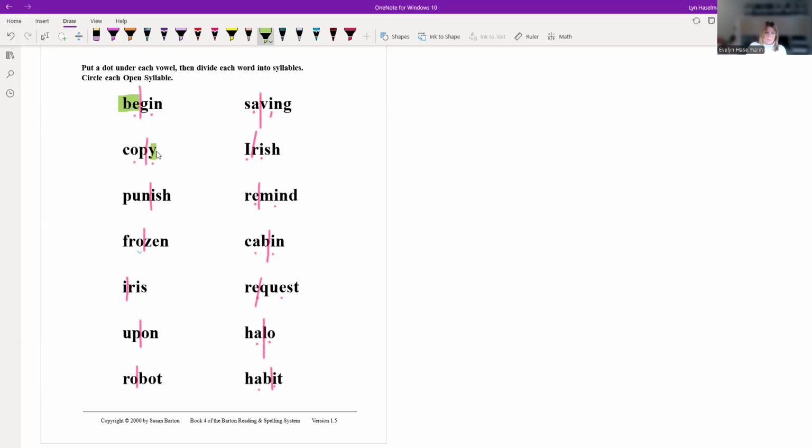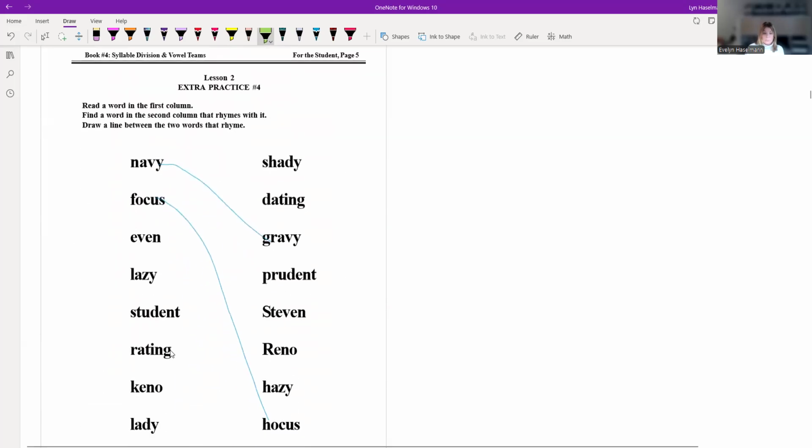Copy, the Y is the open syllable. These are both closed. Frozen, iris, these are both closed. Robot, saving, Irish, remind, both closed. Request, halo, habit, both closed. Okay, so the green ones indicate what your students should have circled as far as an open syllable goes.